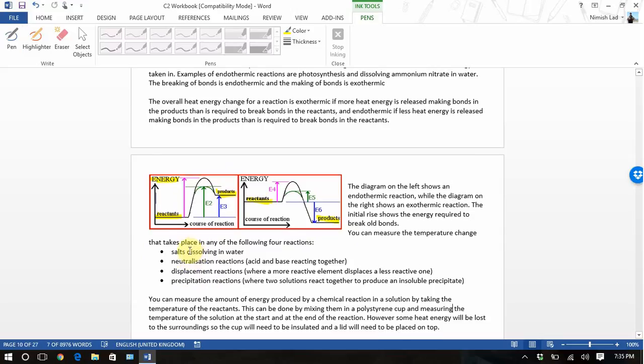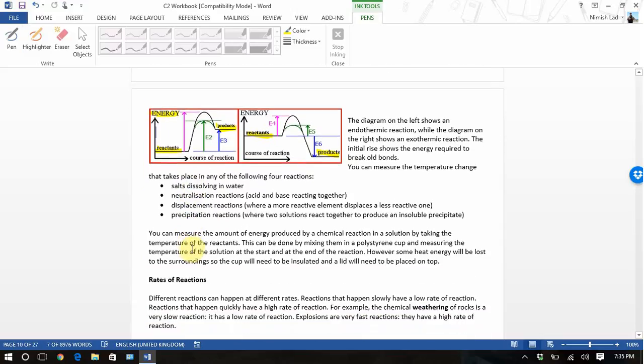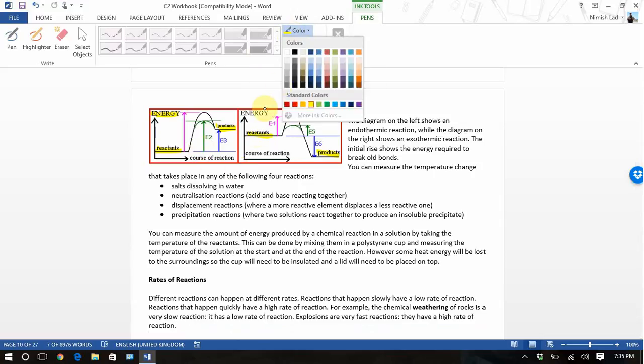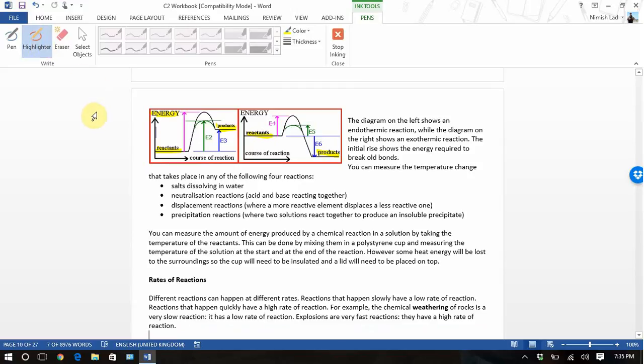You can measure the amount of energy produced by a chemical reaction in a solution by taking the temperature of the reactants beforehand. This can be done by mixing in a polystyrene cup. The reason you do that is because it's an insulating cup, and then you measure the temperature of the solution at the start and at the end. If you figure out whether the temperature has gone up or down, you will know whether it's exothermic or endothermic. Remember, there will be some heat lost to the surroundings, so you try to keep it insulated. That's why you use a polystyrene cup, but you also put a lid on the top as well.